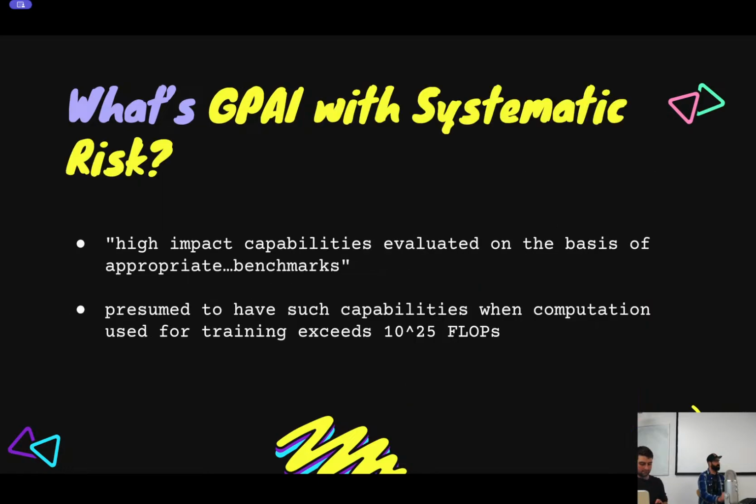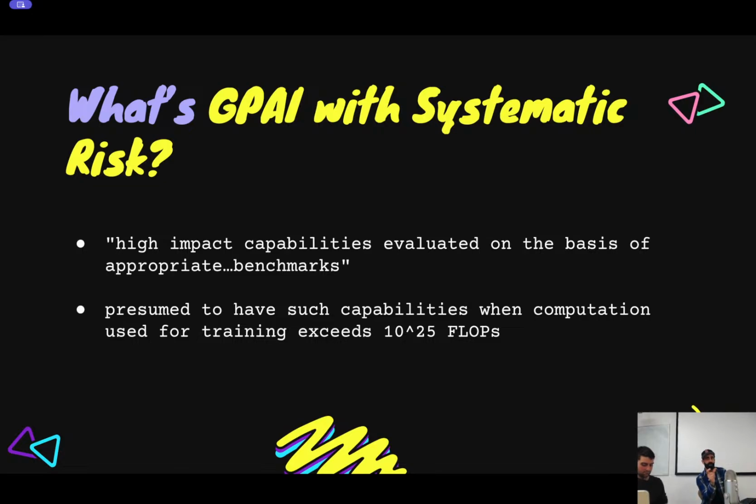Importantly, we talked a little bit about this subcategory that's a little bit more regulated: general purpose AI with systemic risk. That is defined as general purpose AI that has high impact capabilities evaluated on the basis of appropriate benchmarks. That sounds pretty ambiguous to me, right? I'm hoping that we'll get more clarity from these standard setting entities.